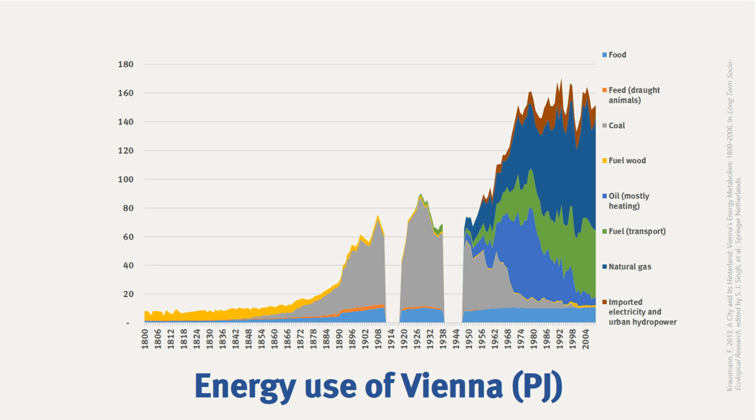You see here, for instance, that at the beginning of the 19th century, the primary energy source was fuel wood, and then it was coal, and then it was oil, and finally now it is natural gas. All of these energy sources come from different places and have a different impact on the urbanization processes and the urban morphology.